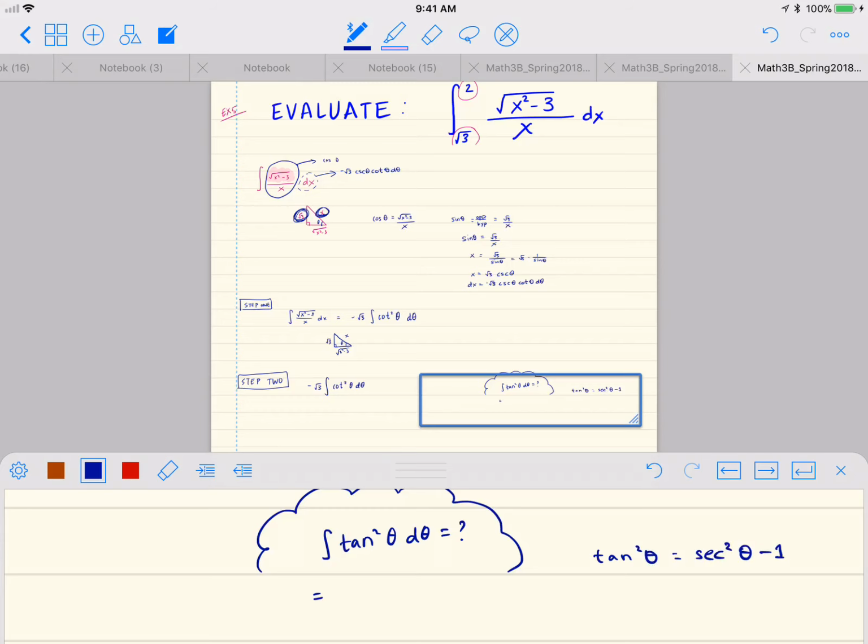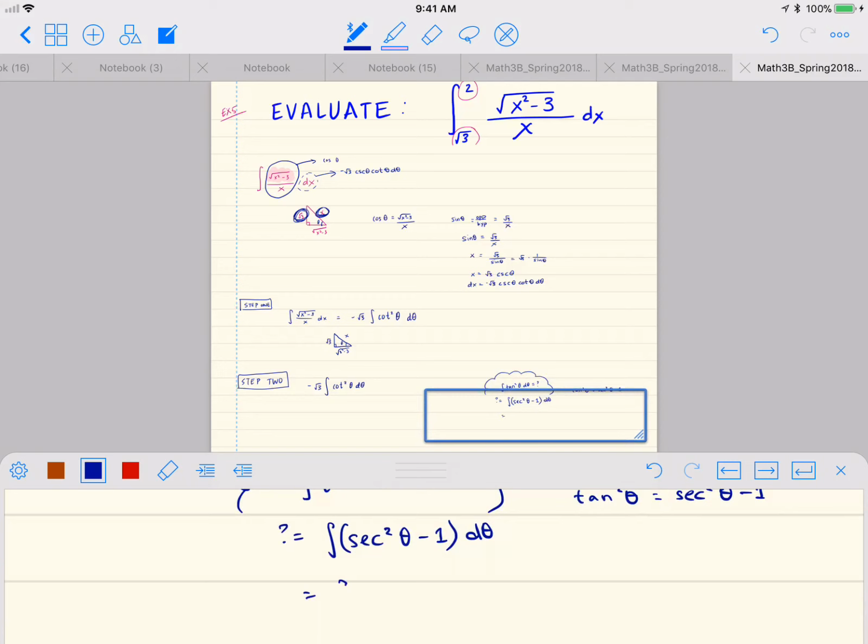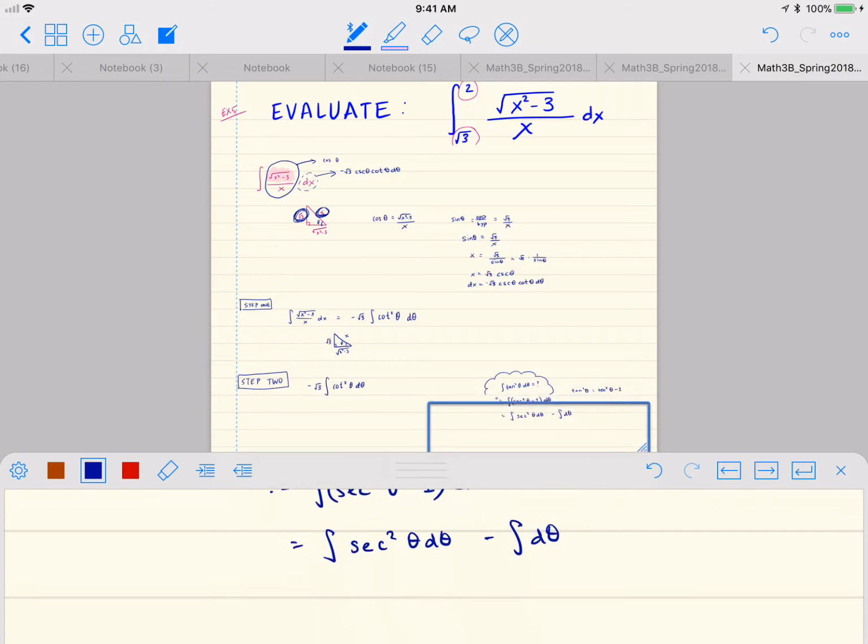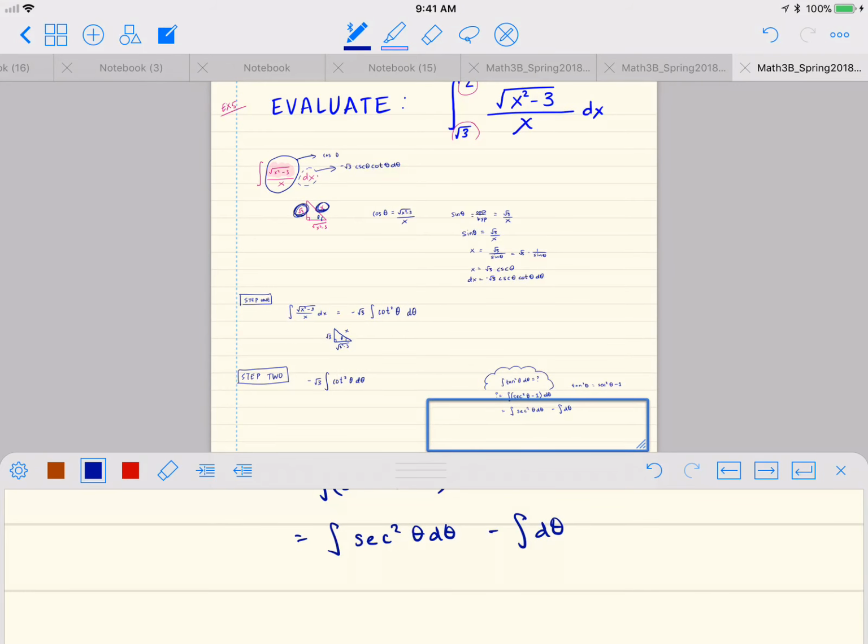So we would rewrite this as the integral of secant squared theta minus 1 d theta. And then we would split up the integral, so we'd have the integral of secant squared theta d theta minus the integral of d theta. And then we would say, what is the integral of d theta? Oh, that's just theta. And what's the integral of secant squared? Oh, that's tan theta. Right, and then we'd say plus c, plus a constant.